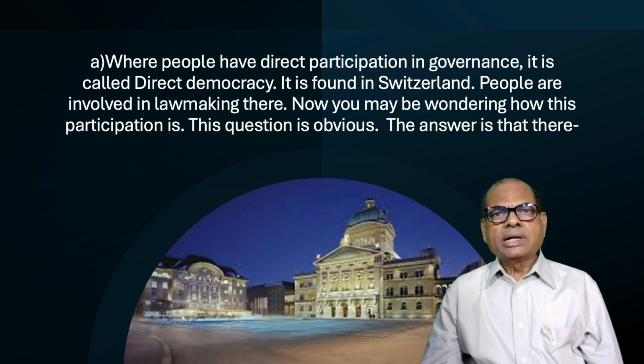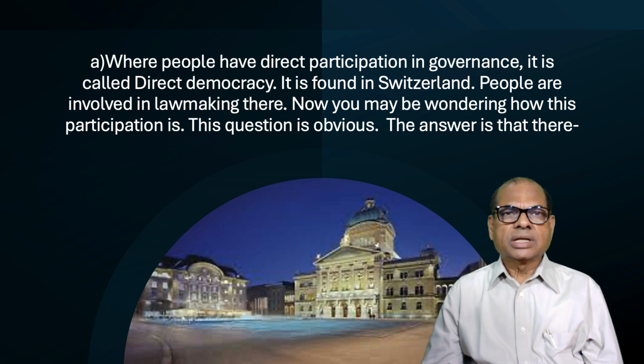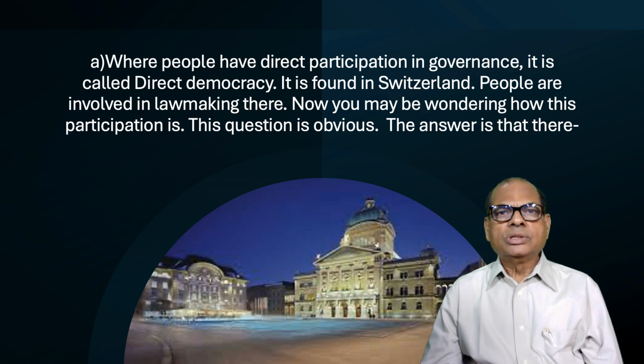Where people have a direct participation in governance is called a direct democracy. It is found in Switzerland. People are involved in lawmaking there. Now you may be wondering how this participation is done. This question is obvious. The answer is there. Please see what they did.